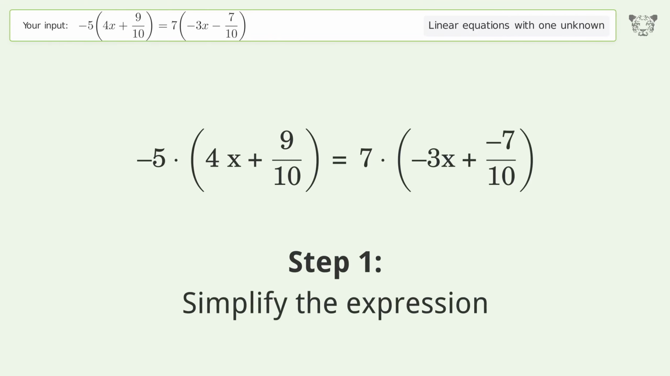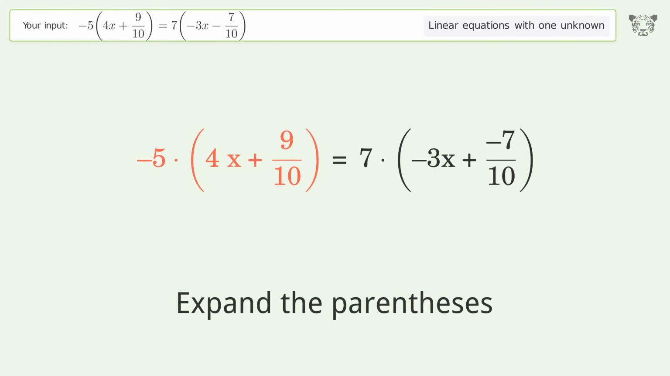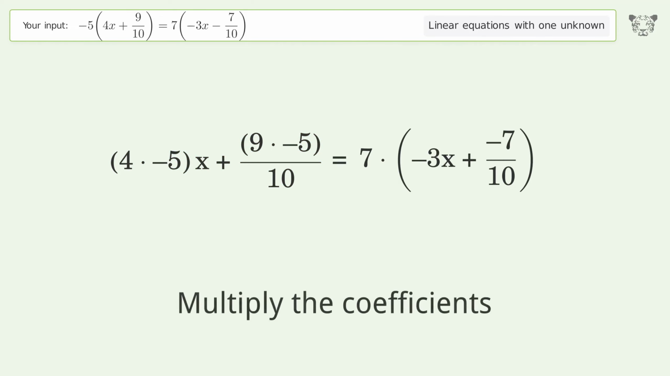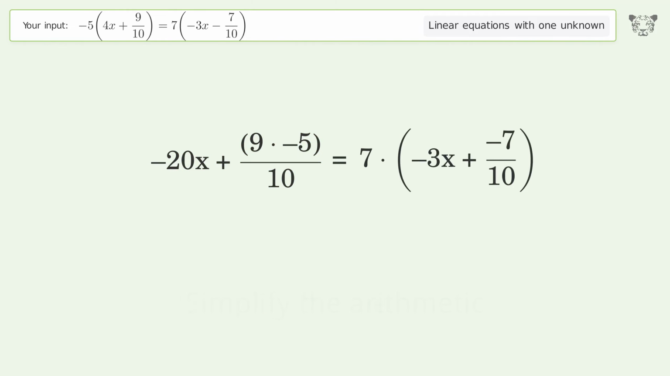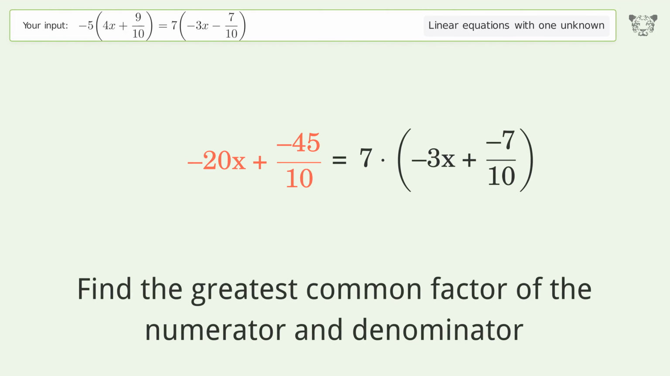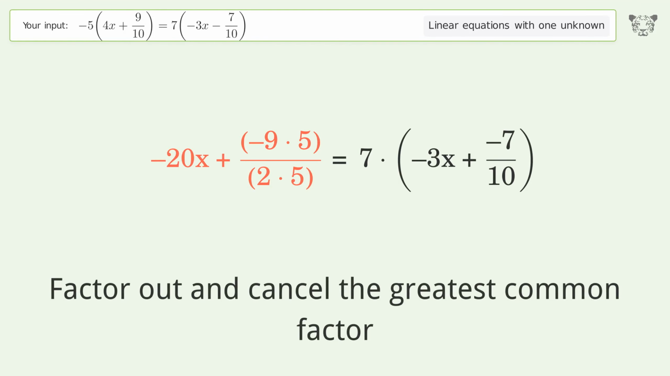Simplify the expression. Expand the parentheses. Group like terms. Multiply the coefficients. Simplify the arithmetic. Find the greatest common factor of the numerator and denominator. Factor out and cancel the greatest common factor.